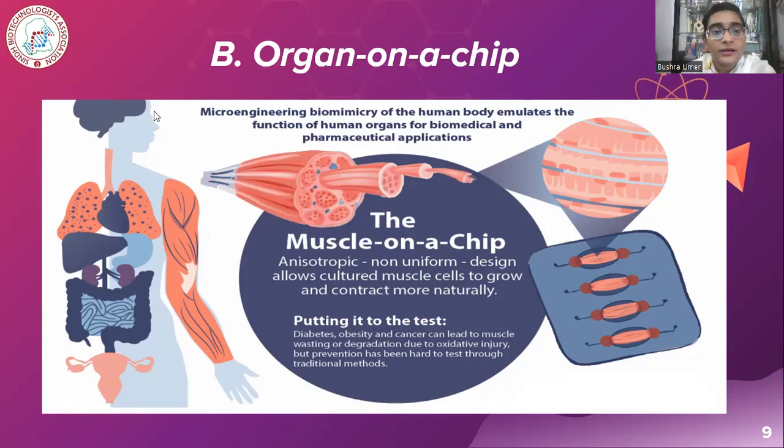microfluidic technology, and basically microengineering biomimicry of the human body emulates. It means that while using organ on a chip technology, we are mimicking or copying the actual function of muscle, which is to carry the nerve impulse and all the things outside the body, on a chip. So this is all about organ on a chip.